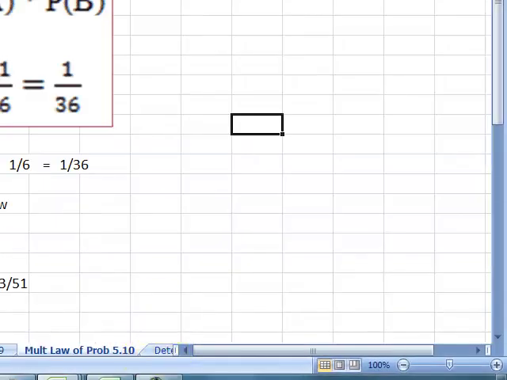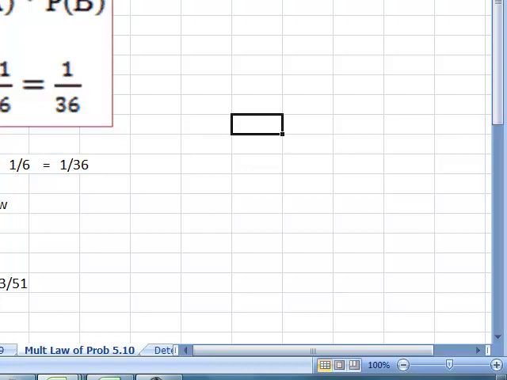Now let's look at example 5.10. It's called the multiplication rule. Independent events. Remember, an event is independent if, irrespective of what happened, the probability of A given B is the same as the probability of A. So another way of saying that is I really don't care what happened in B. It doesn't matter. My events are independent. They're not dependent upon what happened on event B.